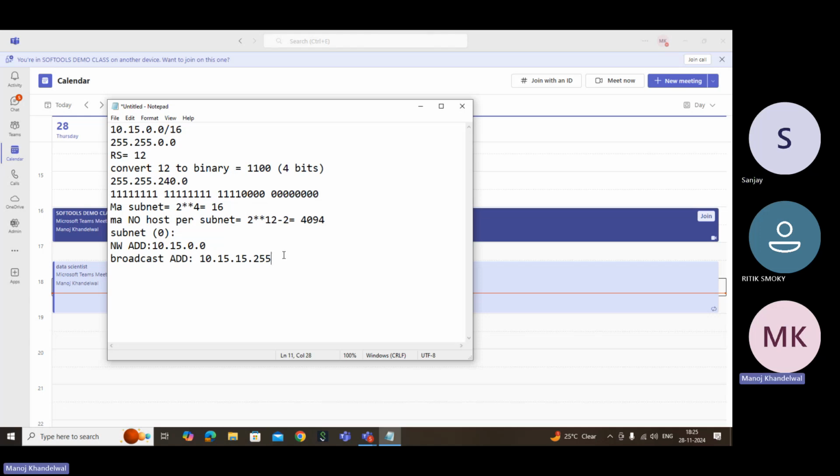Now, this is our first subnet. The IP addresses available from 10.15.0.0 till 10.15.15.255 will be assignable to the devices.